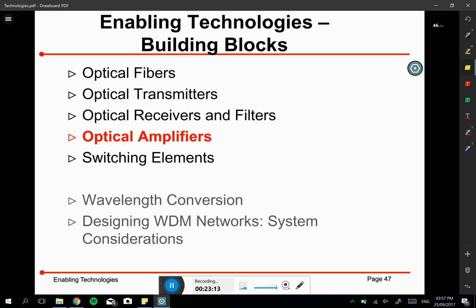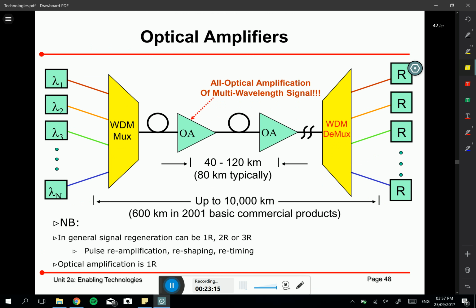Amplifiers, as I said, you use optical transmission because typically you want to travel long. But if you want to travel long, as I anticipated in the first lecture, after 80 kilometers, attenuation is too much. So you need to go back to a higher level of the signal. So you need amplification.